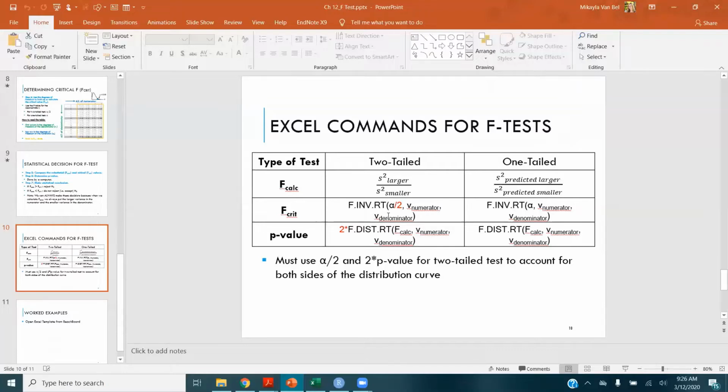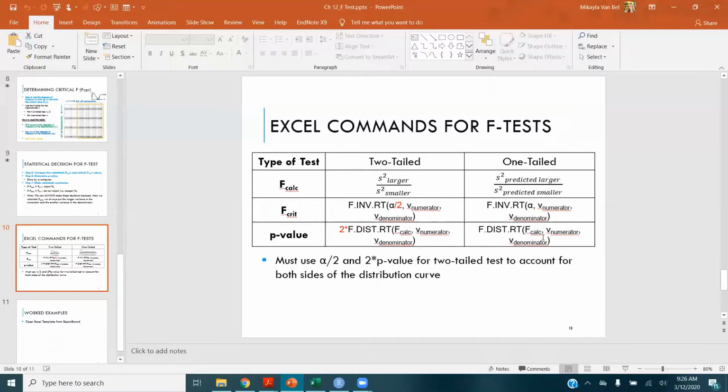For the p-value, we will use F.DIST.RT. For a two-tailed, we must multiply this by 2 because we were using alpha divided by 2. The arguments are the F-calc value you found up here, and then the degrees of freedom of the numerator and denominator. Similar for a one-tailed, but we do not multiply by 2.